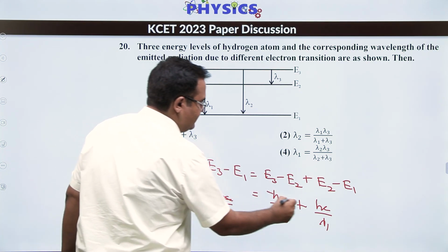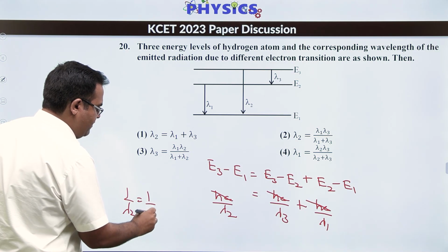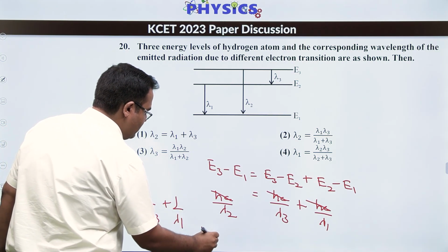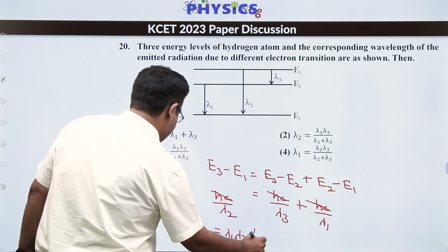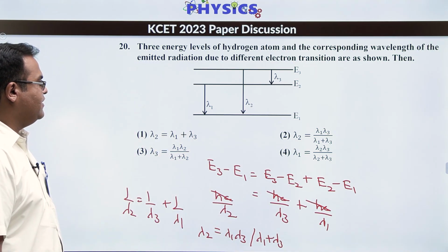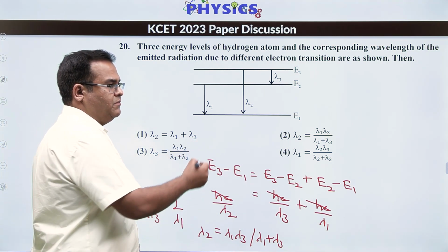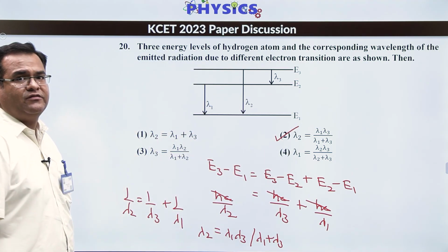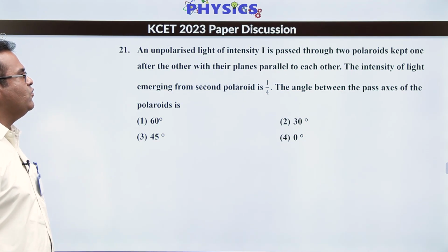So we can see that hc gets cancelled and we are getting 1 by lambda 2 is 1 by lambda 3 plus 1 by lambda 1. Therefore, lambda 2 will come out to be lambda 1 lambda 3 divided by lambda 1 plus lambda 3. It matches with option number 2. So answer should be 2. Let's move to the next one, question number 21.